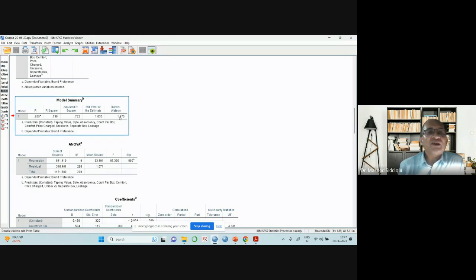So this value, 1.975, is very close to 2. It lies in the interval of 1.25 to 2.75. So we can say that our data contains a negligible amount of autocorrelation and there is no issue with respect to autocorrelation. So this is the assumption of independence of error terms, that is, the absence of autocorrelation.